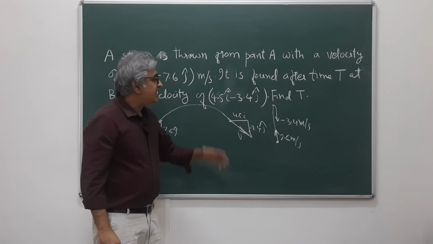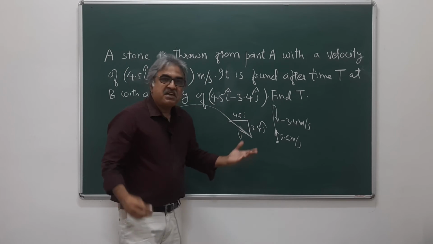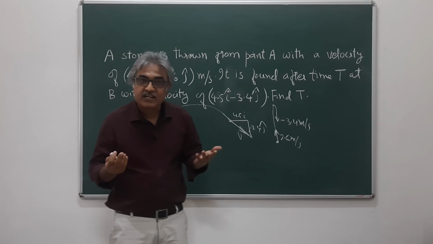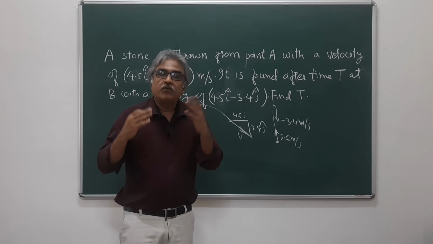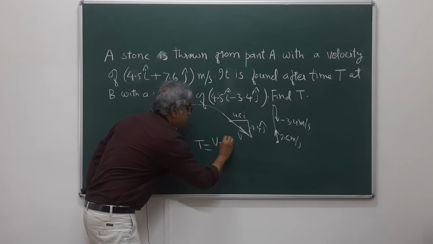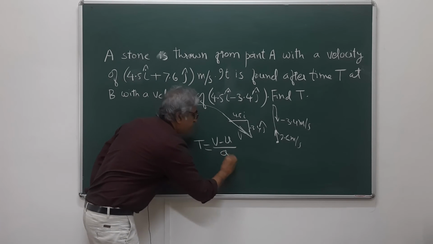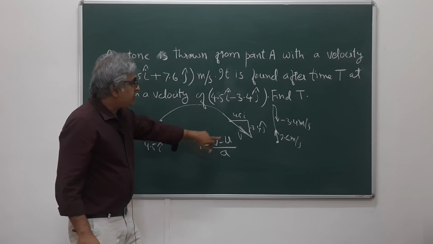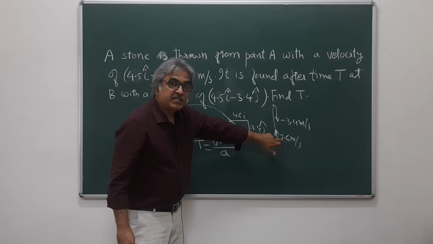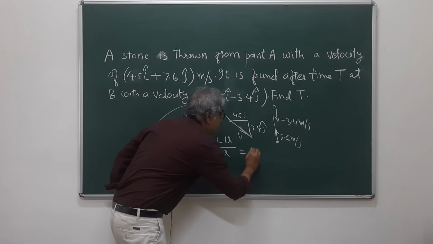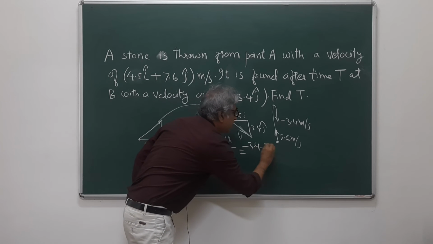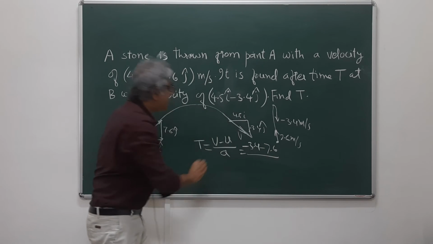What we are asked is how much time. So time is essentially final velocity minus initial velocity upon acceleration. v is u plus at. So if you want to find out time, t is equal to final velocity minus initial velocity upon acceleration. What is final velocity? Final velocity here is minus 3.4. What is initial velocity? It is 7.6. So this is minus 3.4 minus 7.6 upon acceleration.